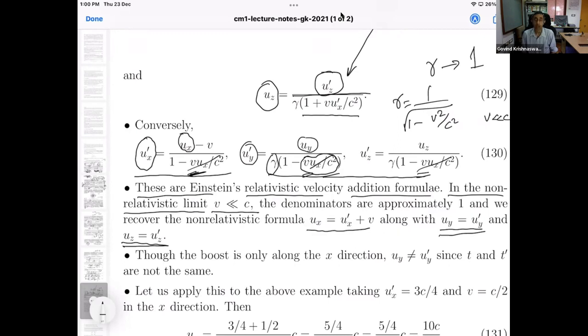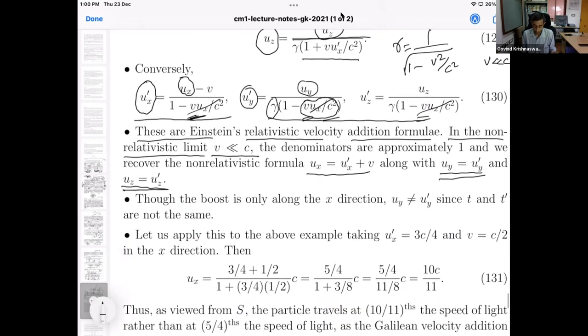But in special relativity, they are affected because the times are not common to both frames. So though the boost is only along the x direction, uy is not equal to uy prime because t and t prime are not the same. Okay, so that is worth bearing in mind. This has lots of interesting consequences when you study collisions and so on.